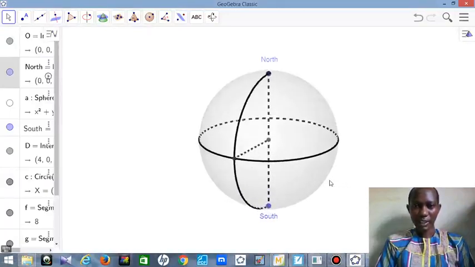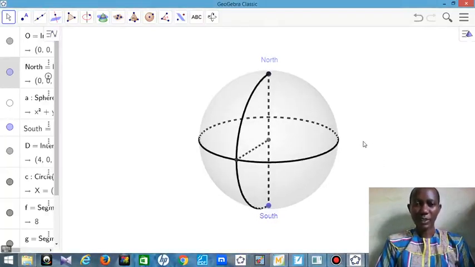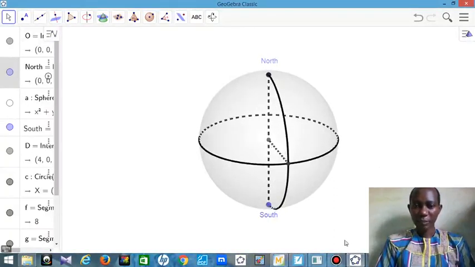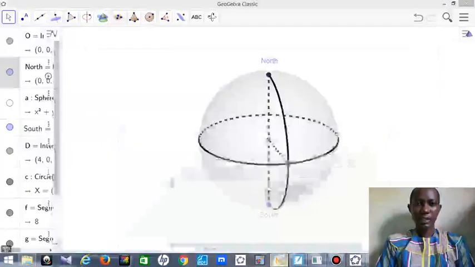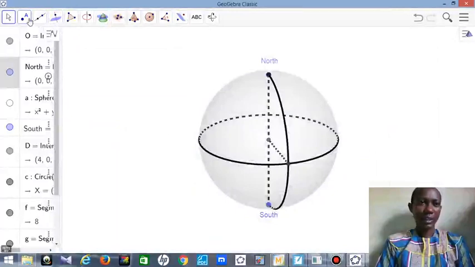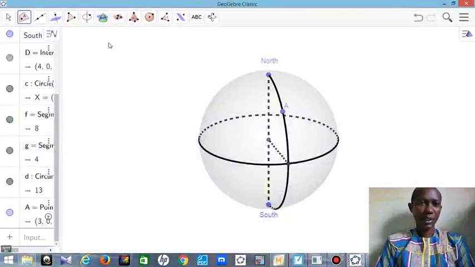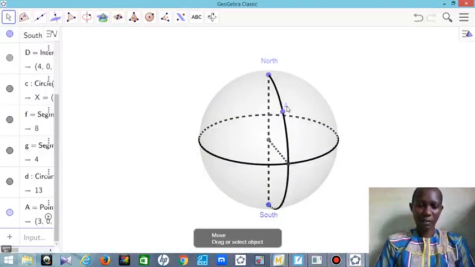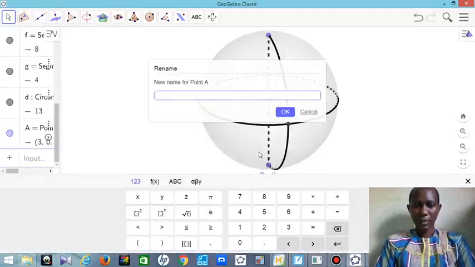This is the Greenwich meridian, the reference longitude, and this is the equator. So they are all 0 degrees. So these are reference points. The question says point P. Point P is 40 north, 38 east. That means we need to have a point. If I take this point here, which is point P, let me rename it as point P.